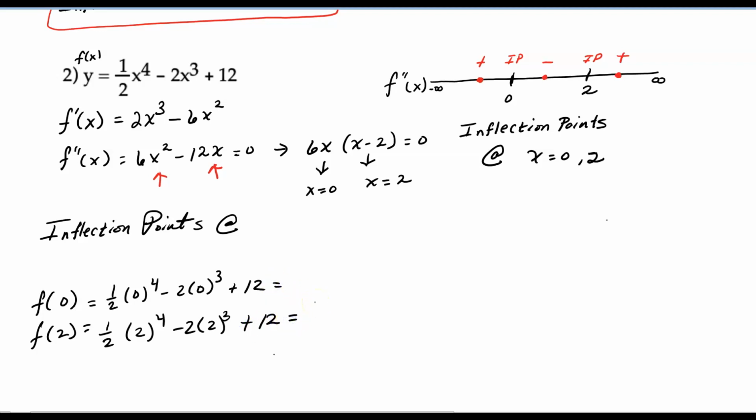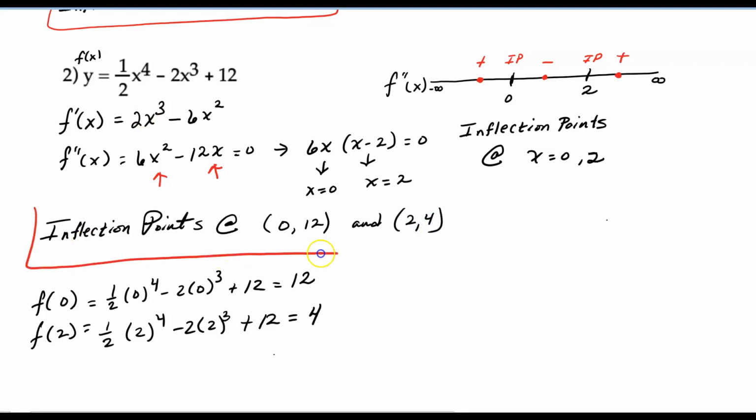All right. Anyway, you plug in 0, you're going to get 12. That's pretty straightforward. That one was the easiest one. The plugging in the 2 is a little more challenging, but when you do the math, you get something simple, 4. So inflection points then can be found at 0, 12 and 2, 4. And that's where it happens. Those are the inflection points.